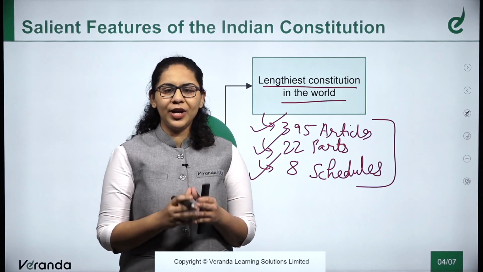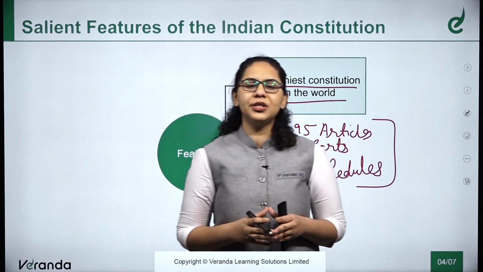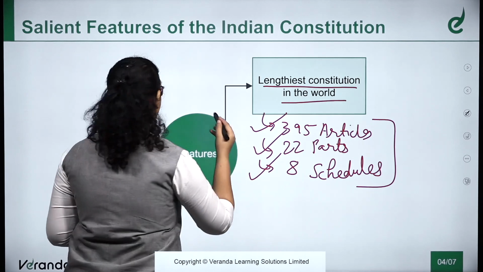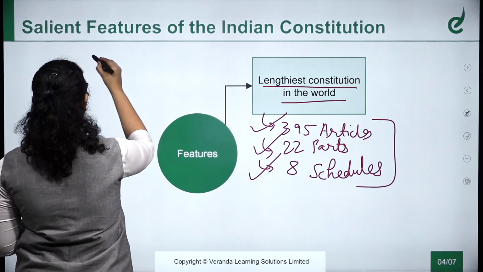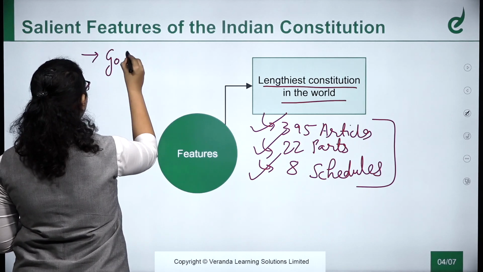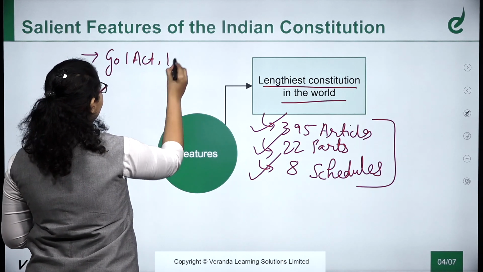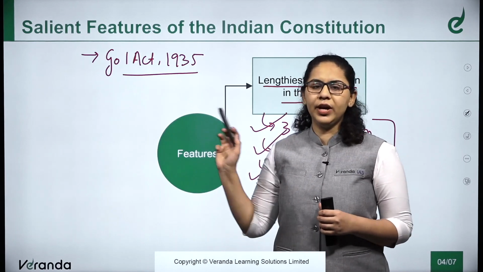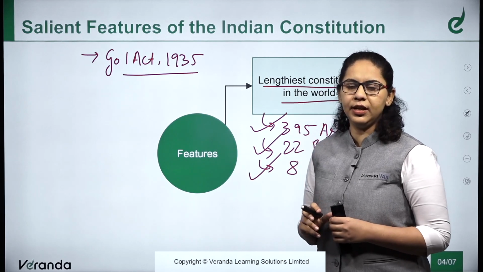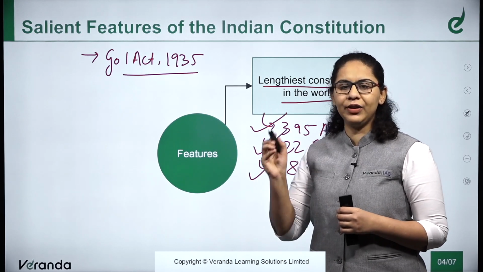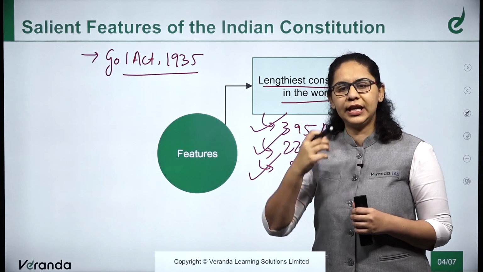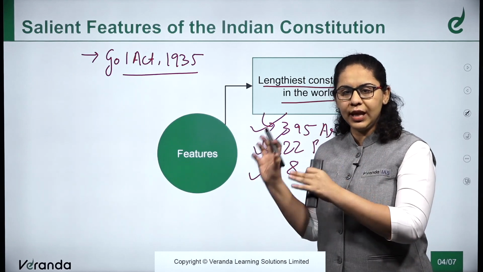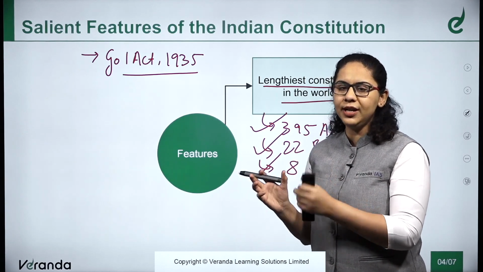Now the question is, what makes Indian Constitution the lengthiest constitution in the world? There are multiple reasons behind it. First is the Government of India Act of 1935. When Britishers were ruling over India, they framed various laws. One amongst them was the Government of India Act of 1935. The Act of 1935 is the major document from where we have taken the structural part, and since that act was bulky, we have most of those things in Indian Constitution, which makes it very large and lengthy.